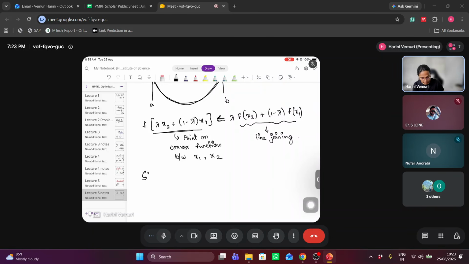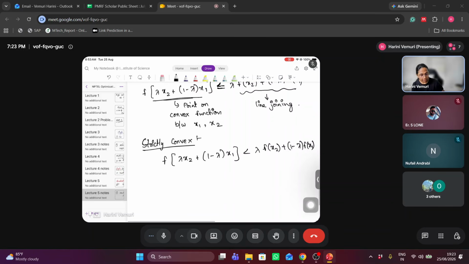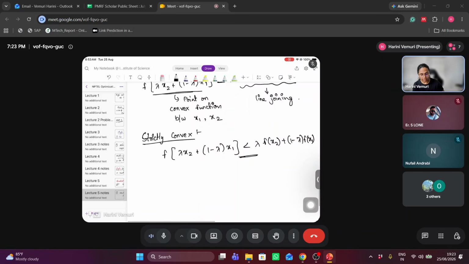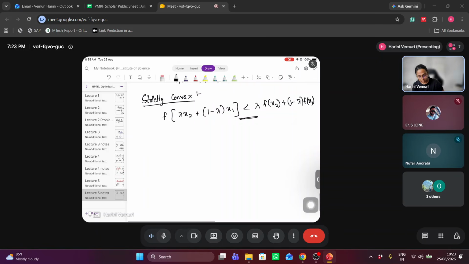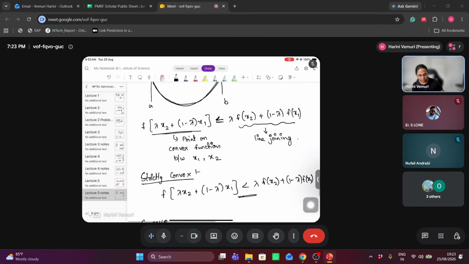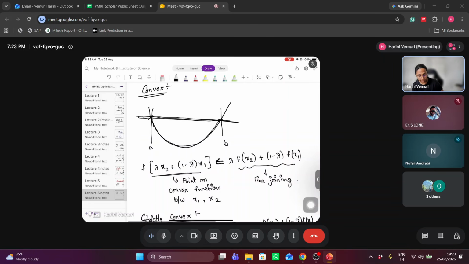But in the case of strictly convex, f(lambda x2 plus (1 minus lambda) x1) is less than lambda f(x2) plus (1 minus lambda) f(x1). Here we don't have the equality sign, only the less than sign. So then it is called strictly convex. In a convex function, the function will have a minimum.